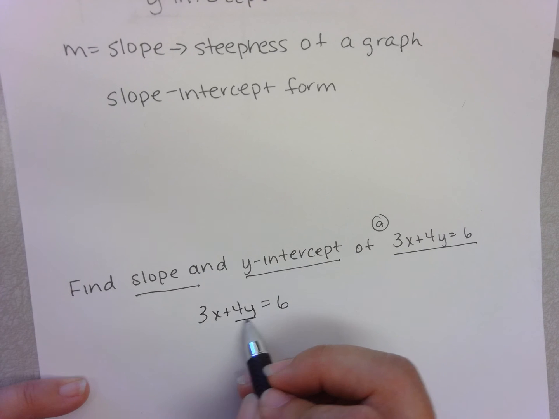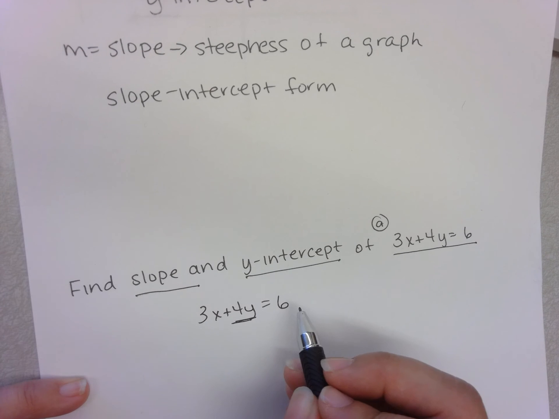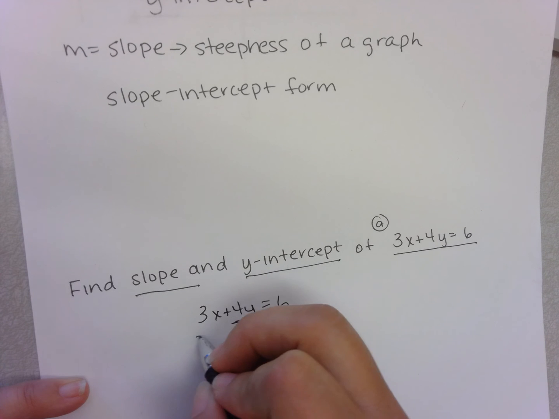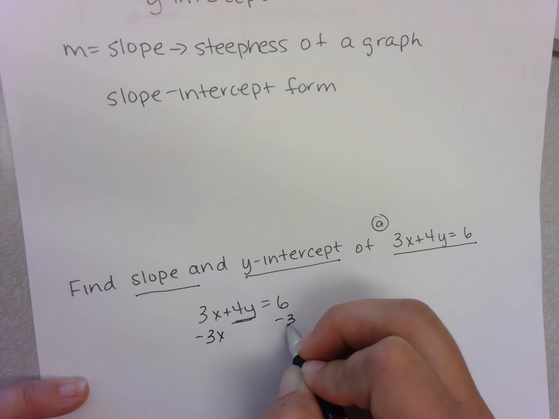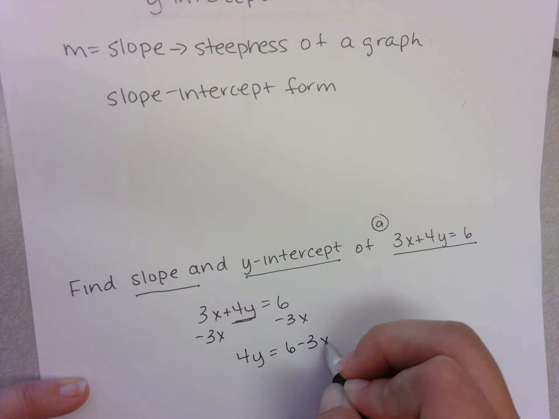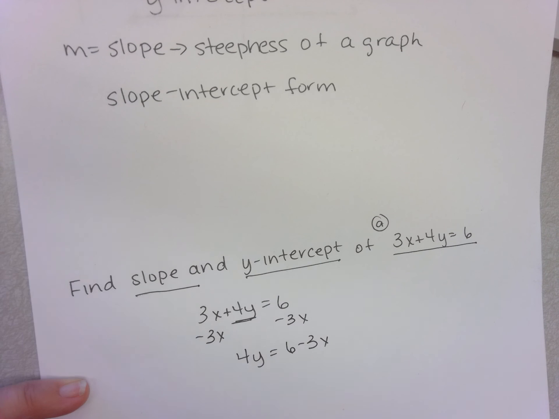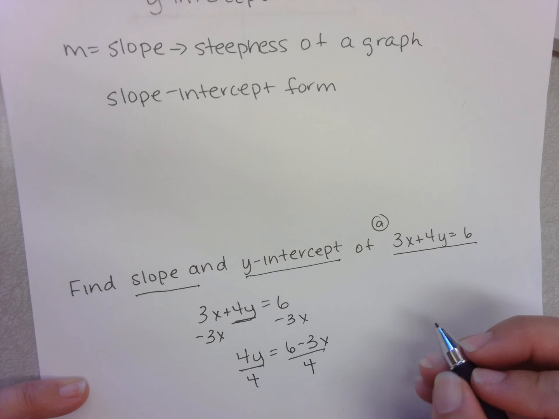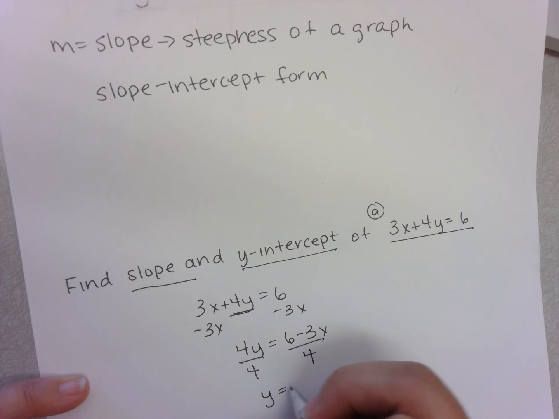So my y is here, so I first move everything that does not have a y in it to the other side, so I'm going to subtract 3x. So I have 4y is equal to 6 minus 3x. Now the last thing I need to do is isolate y, so I divide both sides by 4, and I end up with y is equal to (6 minus 3x) over 4.